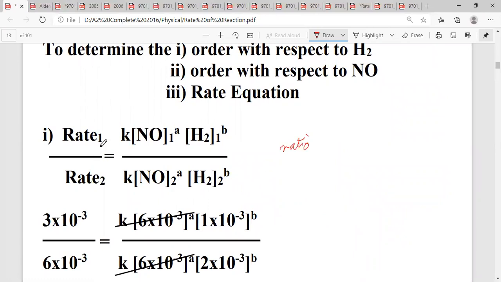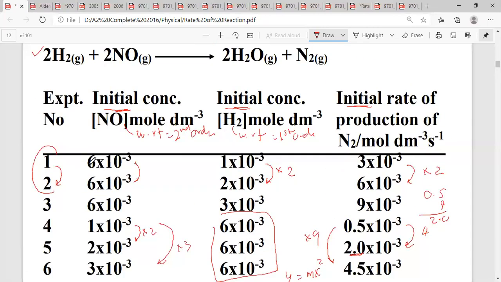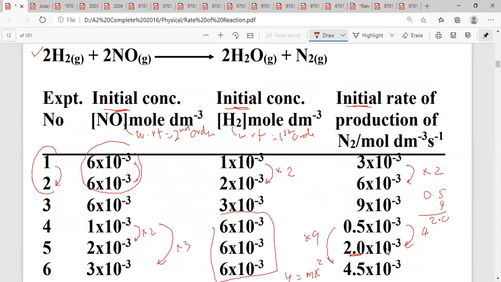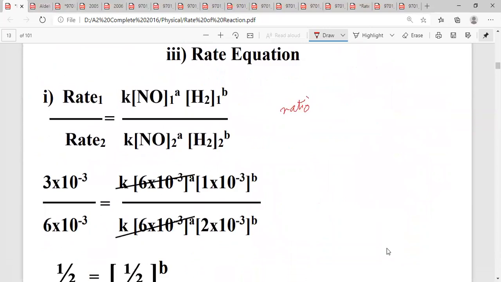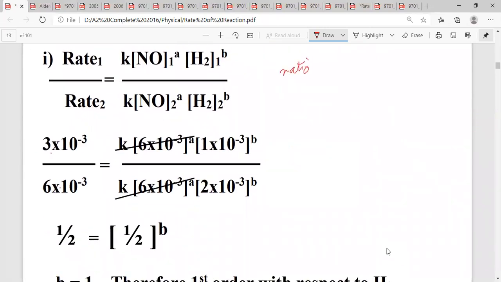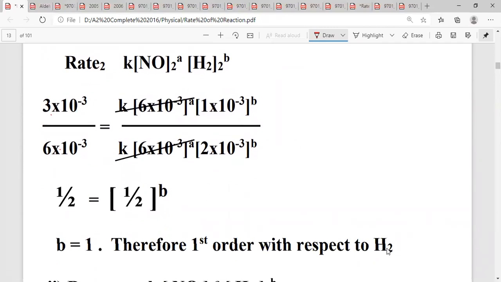Here I compare rate 1 and rate 2. These two are the same, so they will cancel off. The K will cancel off because the rate constant depends on the type of reaction and the temperature. Since both of them are the same, you can cancel off. So this is 1 and 2 here, and 3 and 6 here. 3 over 6 is 1.5, and here is 1.5 to the power B. So B must equal 1. So it's first order with respect to H2.